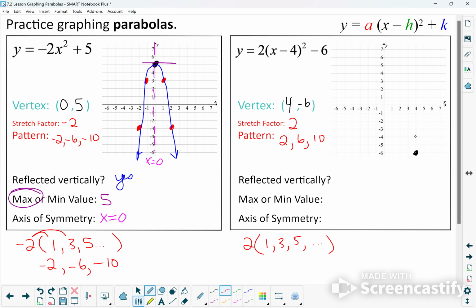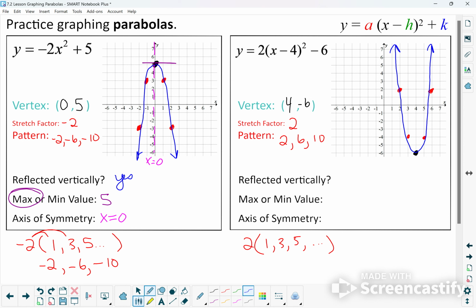So up 2 over 1, up 6 over 1, and then in theory we would go up 10. Again, it hardly ever will fit. Every once in a while you might have a coordinate plane that is big enough that it has enough room. Okay, so here's my parabola.